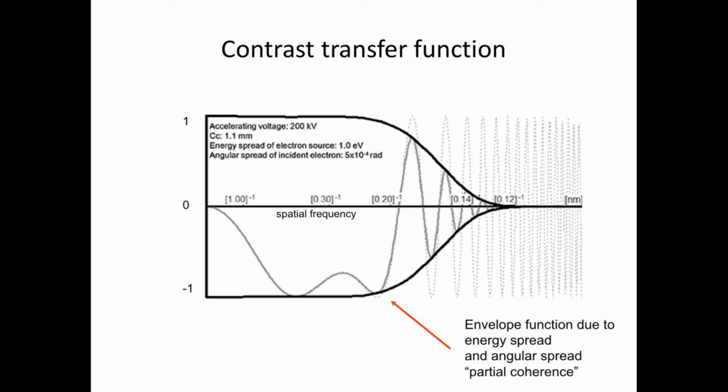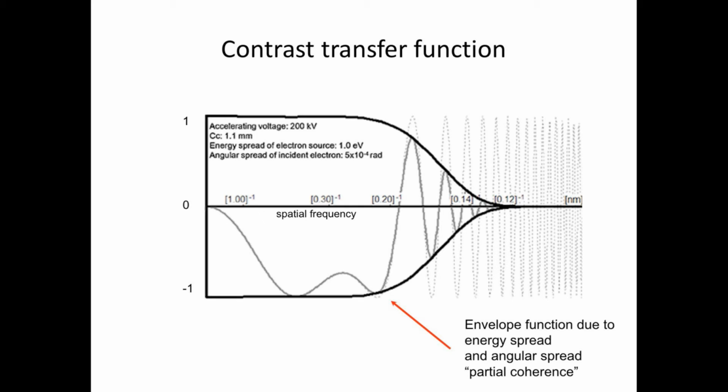And the contrast transfer function goes on like this, as it is stippled in the ideal case, in which we don't have any damping effects. These damping effects are represented by envelope functions. One effect is the energy spread, and another one is the angular spread. Both effects are called partial coherence, as opposed to coherent. We have coherent, partially coherent, and incoherent situations.